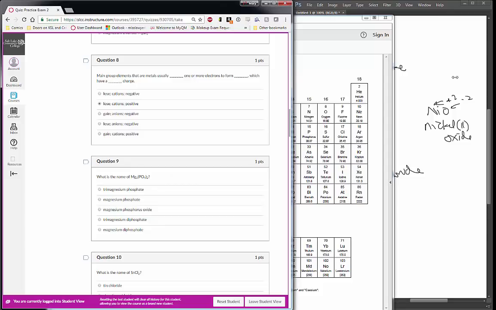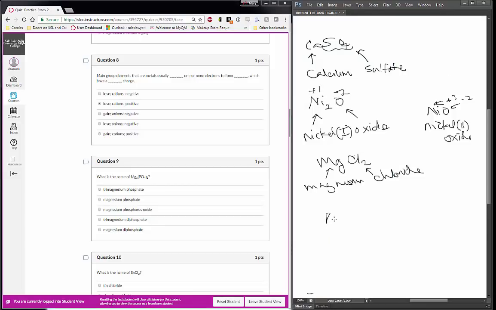Naming this compound Mg3PO42. Mg is a main group, so you just name it magnesium. PO4 is a polyatomic, so it's just phosphate, you just name that. And we're looking at that one right there.